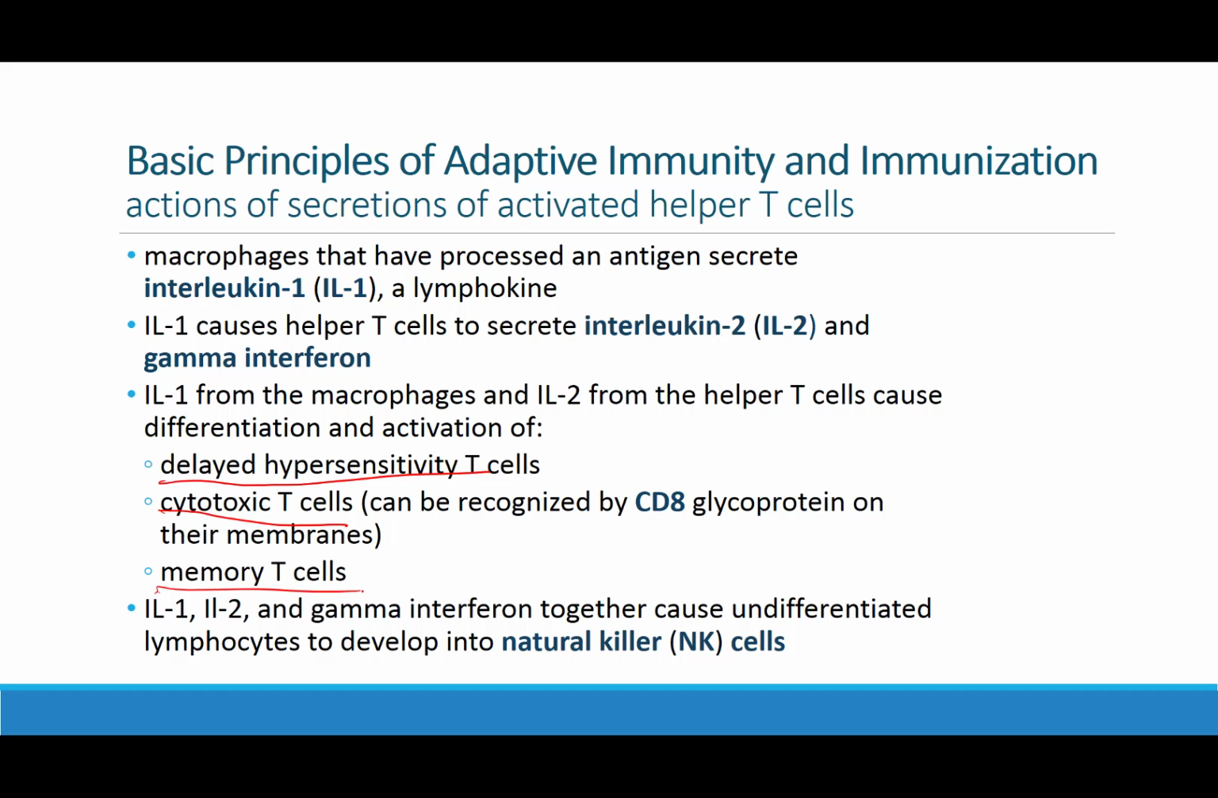Interleukin 1, interleukin 2, and gamma interferon all together, they cause other sets of undifferentiated cells to become natural killer cells, NK cells. Okay, so interleukin 1 and interleukin 2 are required to produce delayed hypersensitivity T cells, cytotoxic T cells, and memory T cells. Interleukin 1, interleukin 2, and gamma interferon are all required to choose a different kind of lymphocyte that's partially undifferentiated, and turn it into one of these natural killer T cells.